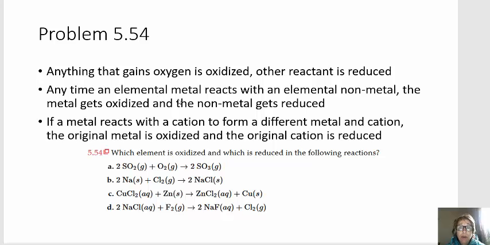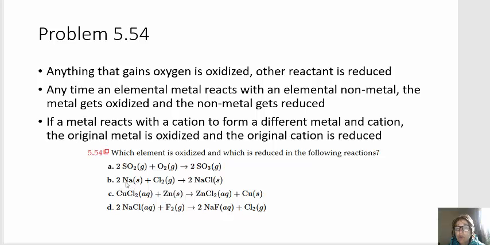Anytime an elemental metal reacts with an elemental nonmetal, the metal gets oxidized and the nonmetal gets reduced. So we see that in part B. We have sodium, which is an element because it just has one capital letter and it's a metal. And then chlorine is an element and it's nonmetal. So the metal gets oxidized or loses electrons and the nonmetal gets reduced or gains electrons. And they form an ionic compound that we can see from the charge which gets oxidized and which gets reduced.